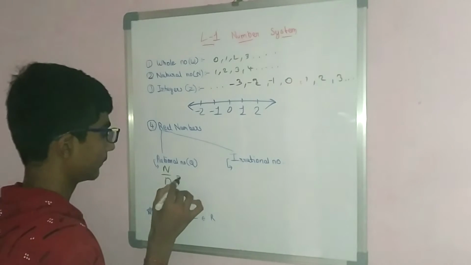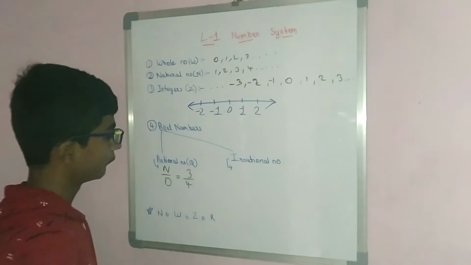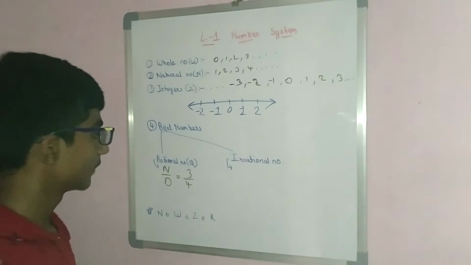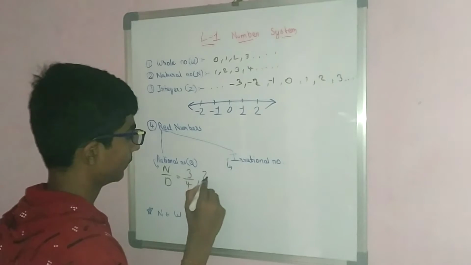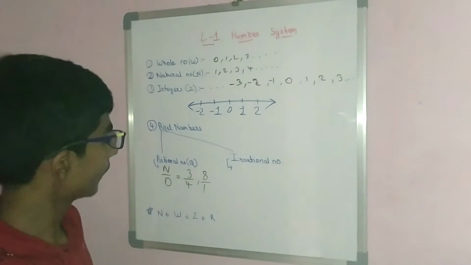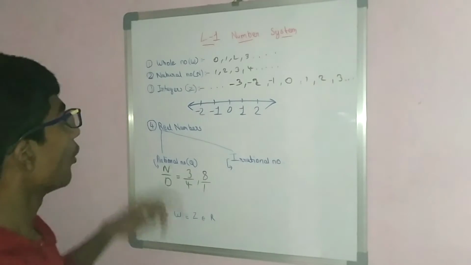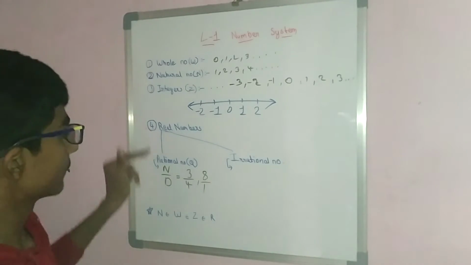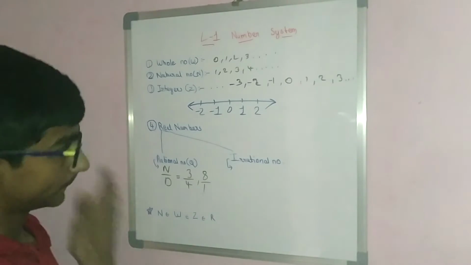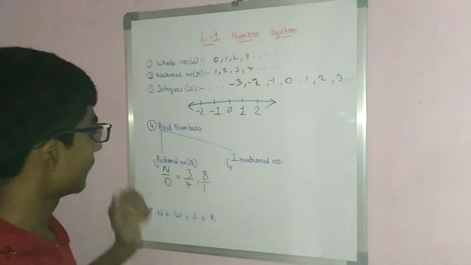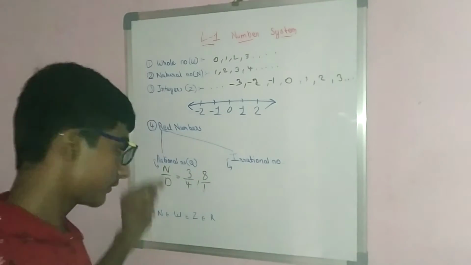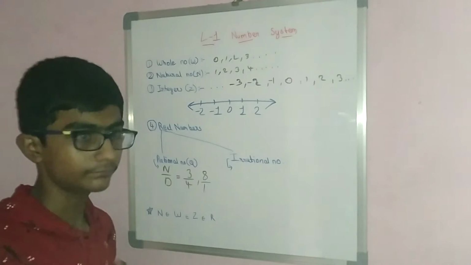So here are the examples. 3 upon 4. Here 3 is the numerator and 4 is the denominator. It's example number 1. Another example, 8 upon 1. So now by referring to these two examples, can we say that all the whole numbers are rational numbers? Or else we can also say that all the integers are rational numbers.